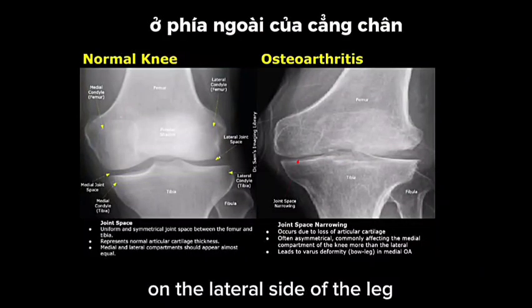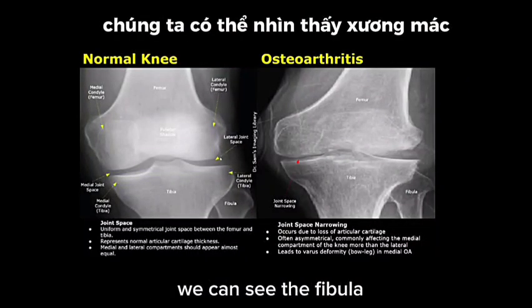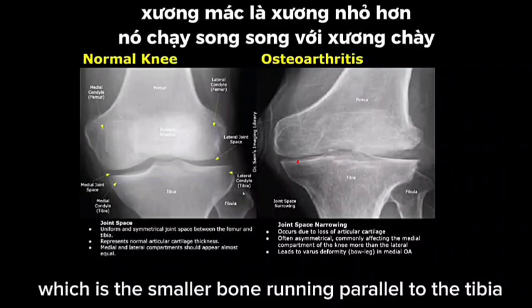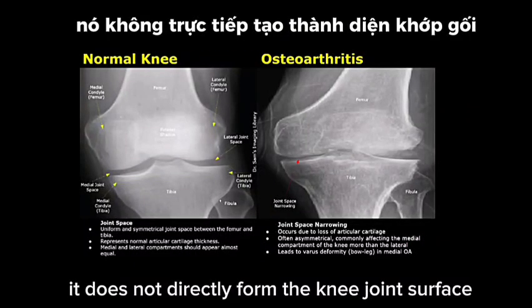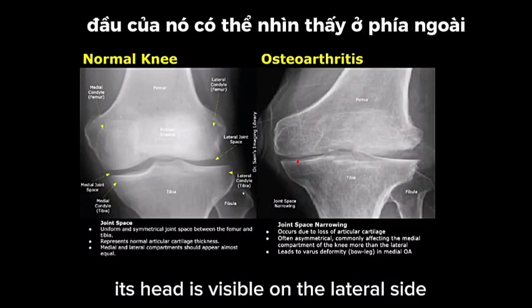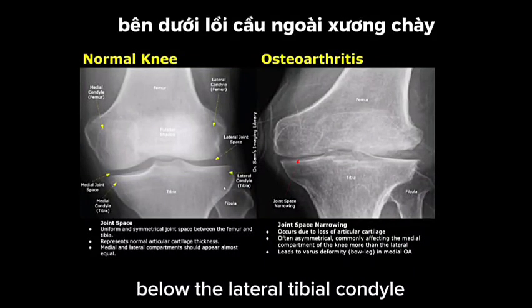On the lateral side of the leg, we can see the fibula, which is the smaller bone running parallel to the tibia. Although it does not directly form the knee joint surface, its head is visible on the lateral side below the lateral tibial condyle.